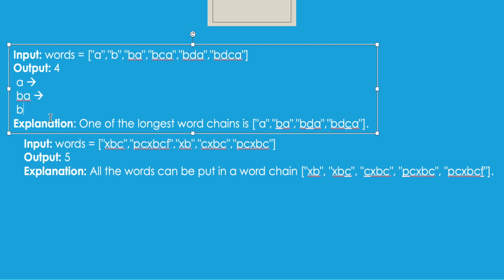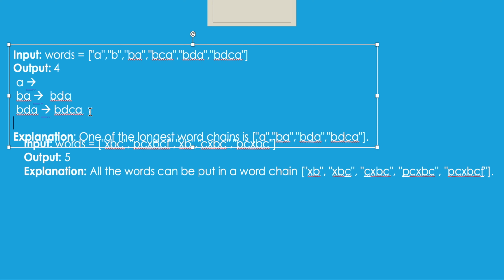Next we'll add D here, BA, and we'll add D and it will become BDA, and we could see BDA is also a part of input. Then we have BDA and we are inserting C in it, so BDCA, and that's also a part of input array. So the output will be 4.